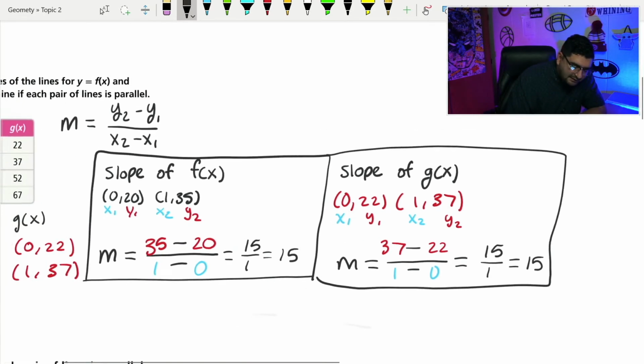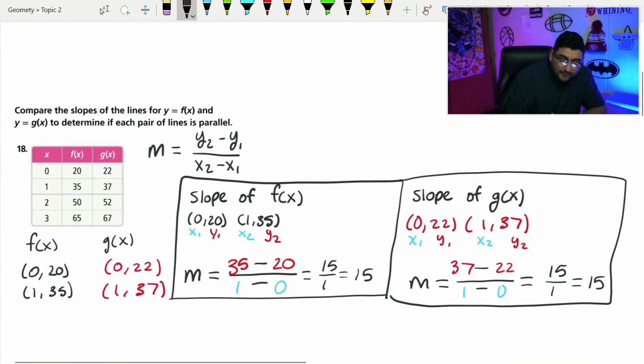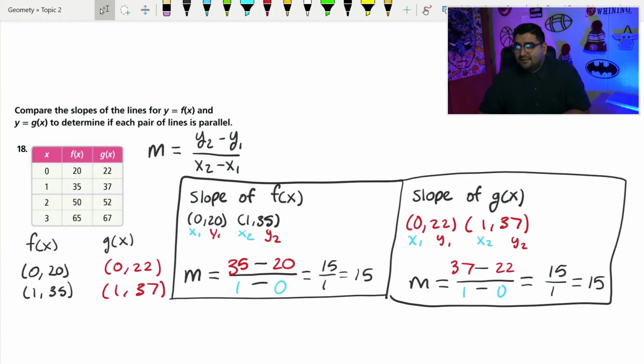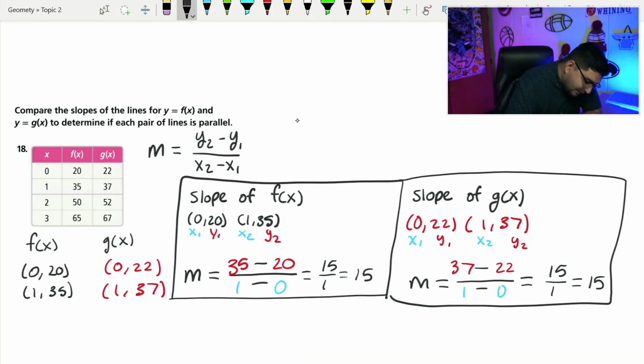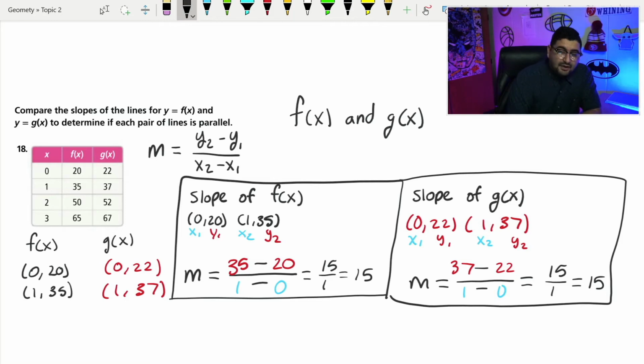So our slope is also 15. Because these two lines had the same slope, both f of x and g of x having the slope of 15, I know that both of these are parallel.